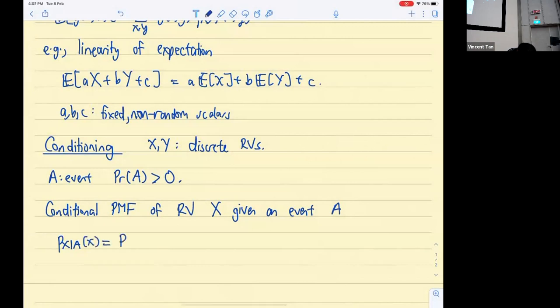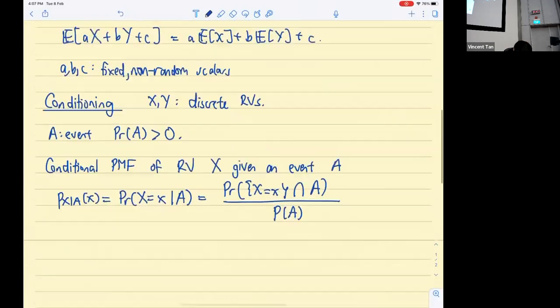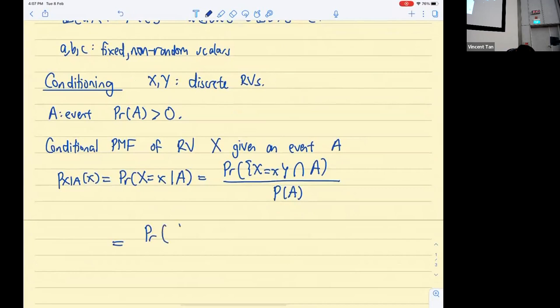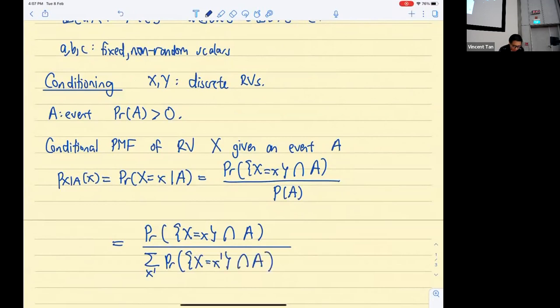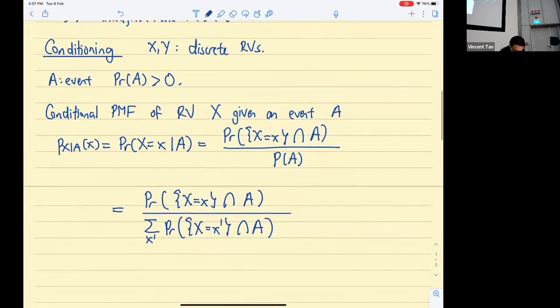This is the definition of the conditional probability mass function of X given A. We condition ourselves on this particular event A. By Bayes' rule, this is the probability of the event that X equals x intersect A, divided by P of A. This can be written in an alternative form by using the total probability theorem in the denominator: we divide by the sum over all possible x prime of the probability of X equals x prime intersect with A. The bottom is the application of the law of total probability, and this is true because these events form a partition of the sample space.